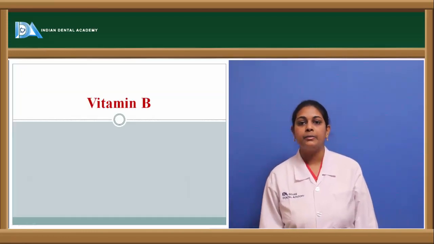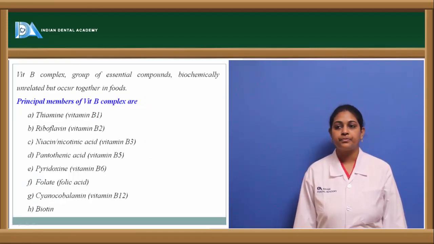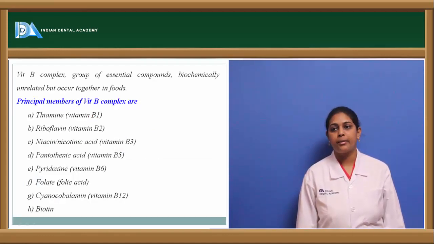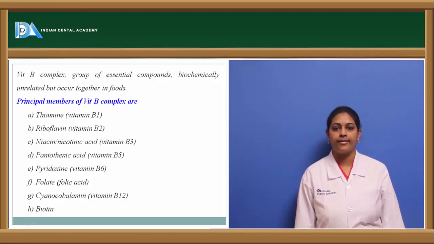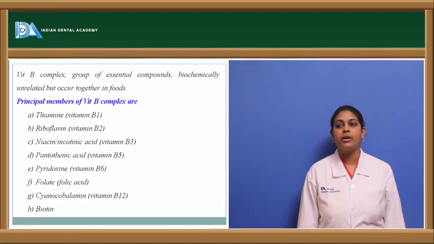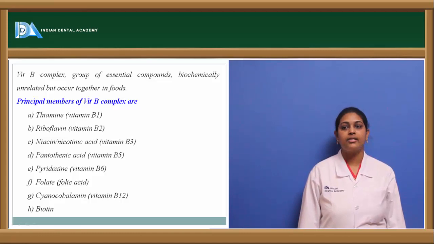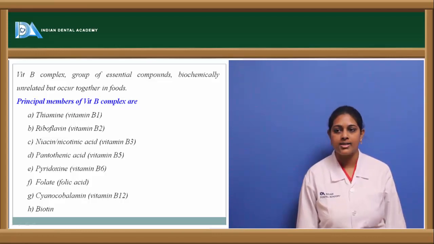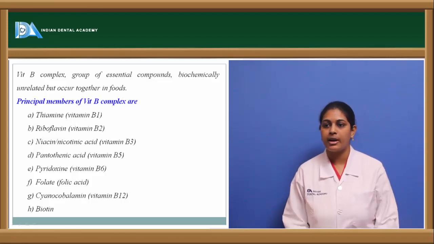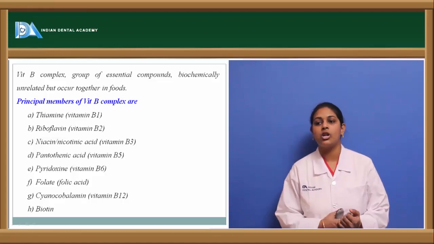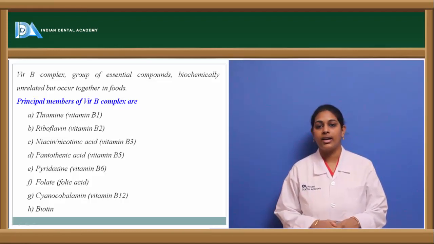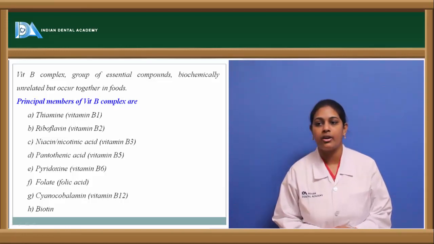Coming to vitamin B, which is a water-soluble vitamin. Vitamin B complex is a group of essential compounds which are biochemically unrelated, but they occur together in foods. And coming to the principal members of the vitamin B complex, they are thiamine, which is vitamin B1, vitamin B2 is riboflavin, vitamin B3 niacin or nicotinic acid, vitamin B5 also known as pantothenic acid, vitamin B6 also known as pyridoxine, folic acid otherwise known as folate, and then vitamin B12, which is cyanocobalamin.